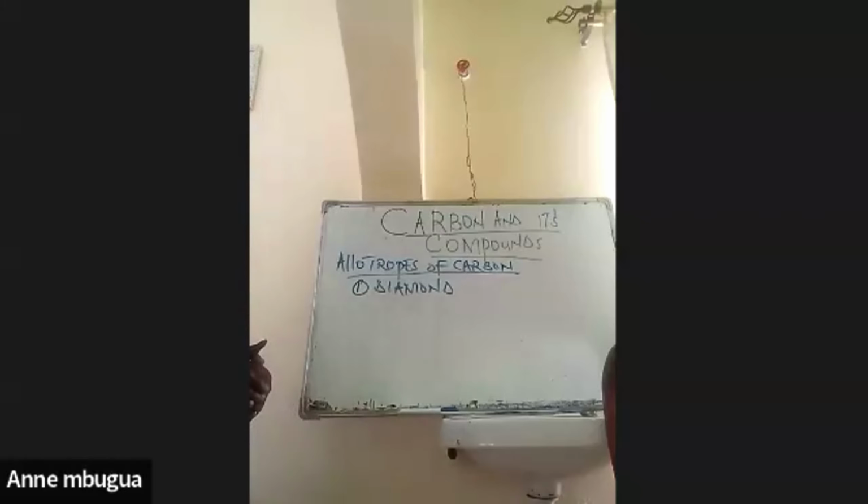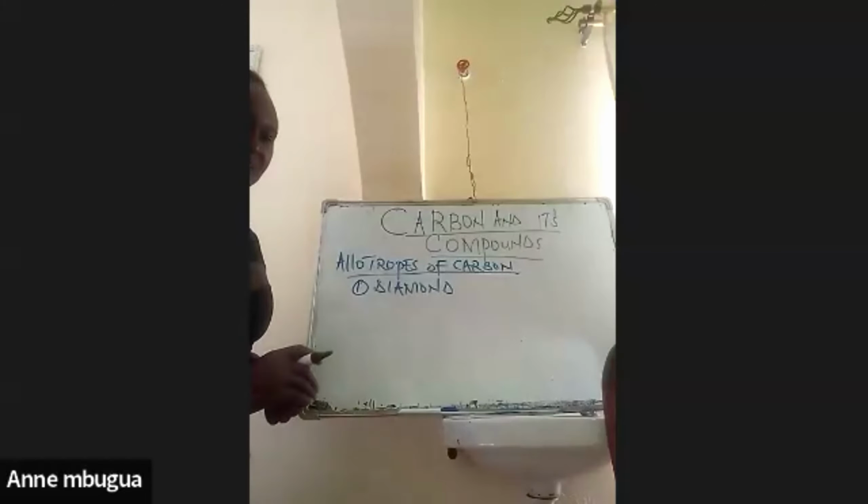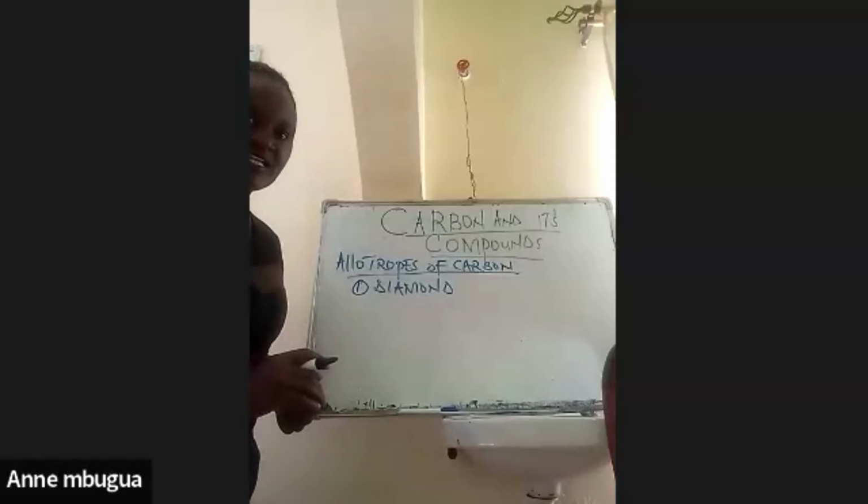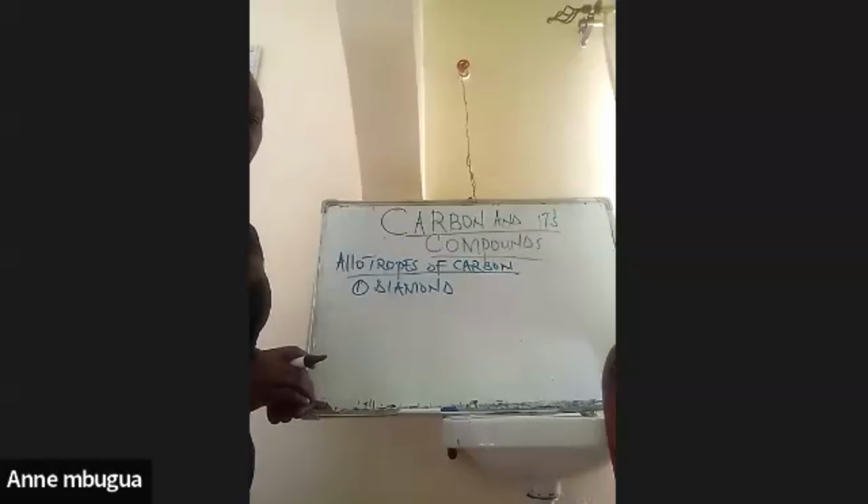And this carbon can also be manipulated using energy to form other allotropes, called the fullerenes or the buckyballs. So I'll start with the first allotrope of carbon, and that is diamond, a very fertile ground in exams.